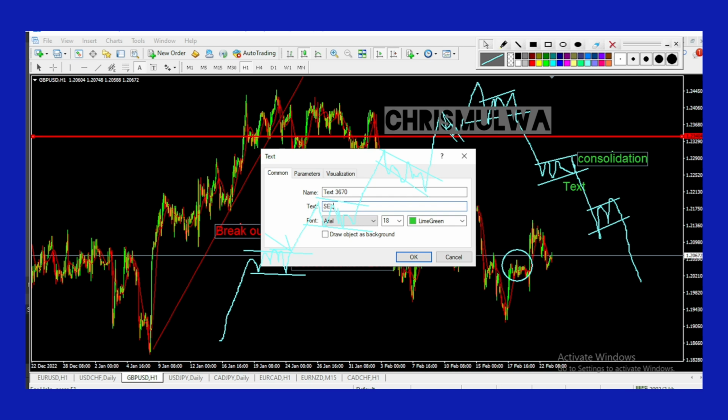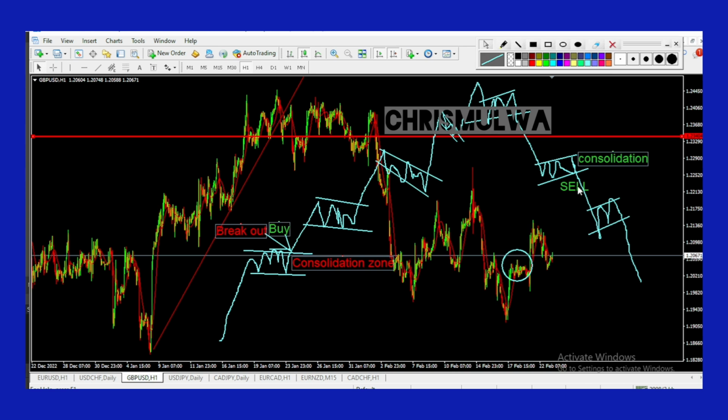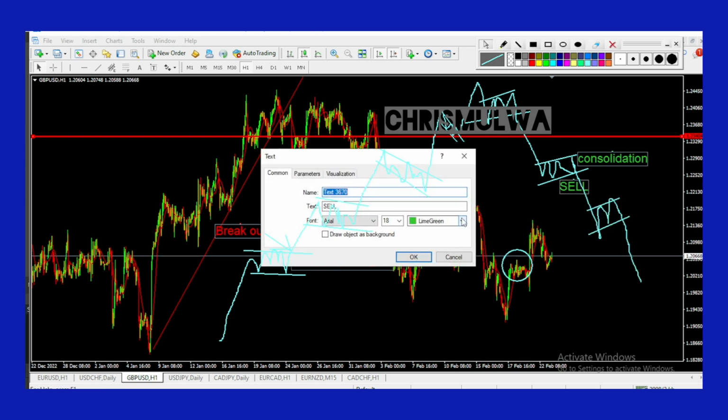We place our sell here. Sorry, I have to edit the properties and put sell, let me put it as a red. Okay, visualization is now parameters.